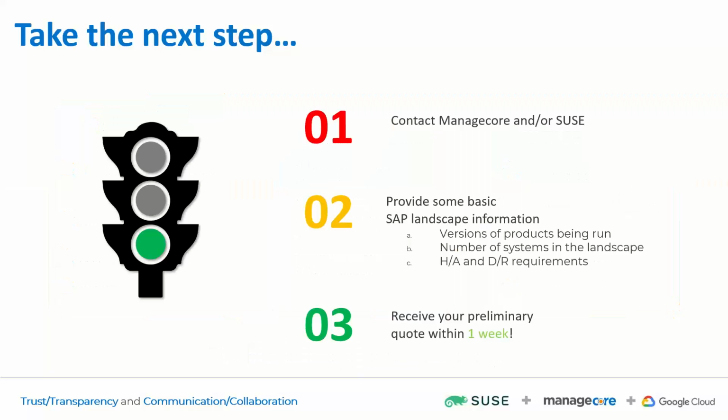Now really the next step for us is to contact Managecore and/or SUSE. If we can get some basic information of your environment, we'd be happy to walk through some initial details and even initial pricing. We'd be happy to take a look at your environment, and generally within a week we can turn around a quote that even calculates some of that CAP funding from Google to really let you know what it looks like to migrate and what rebates you can expect when migrating into GCP. And really all we need for that is some specific information on your environment, number of SIDs, OS, things of that nature.